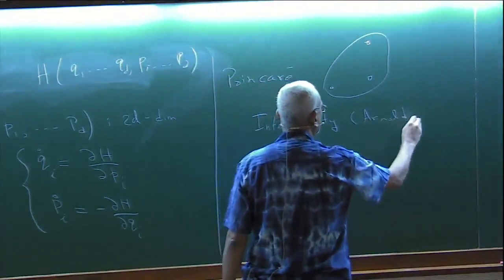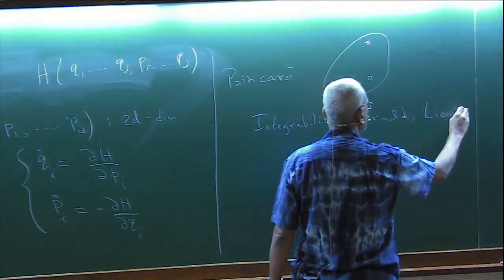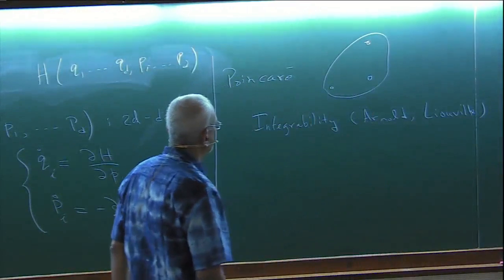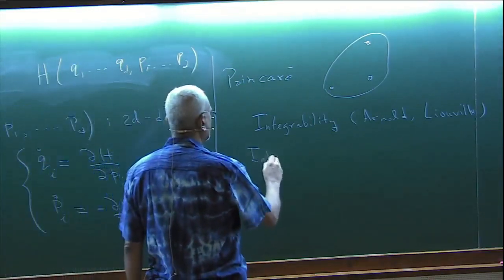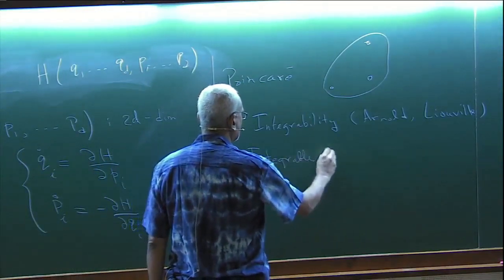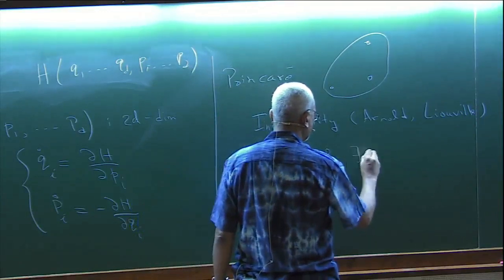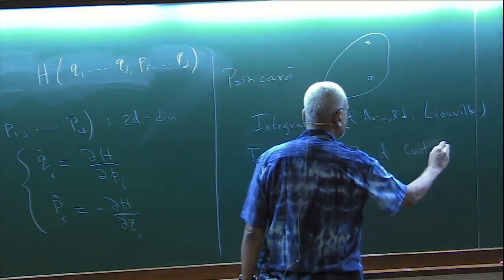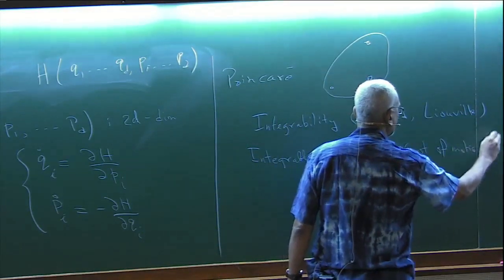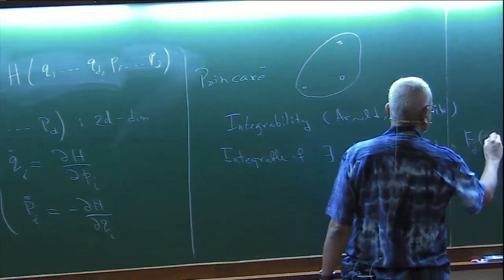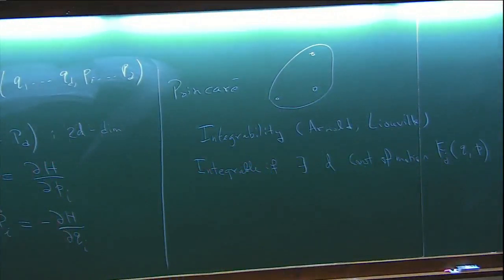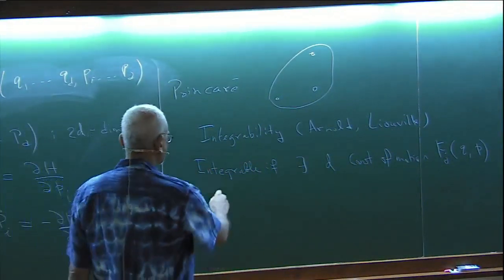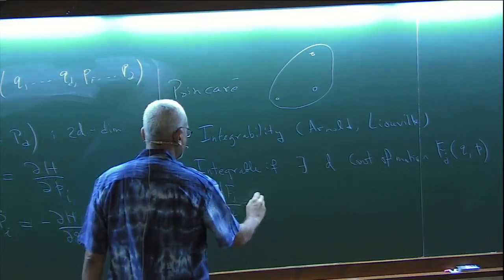According to what is commonly referred to as integrability of Arnold and Liouville, we formulate this condition: a system of this kind is said to be integrable if there exist d constants of motion. Let's just call them f_j, functions of all the q's and all the p's put together. They are constants of motion, meaning that their derivative with respect to time is 0.